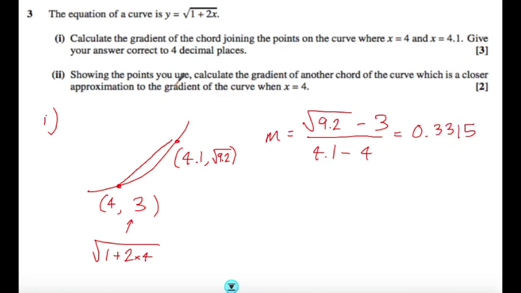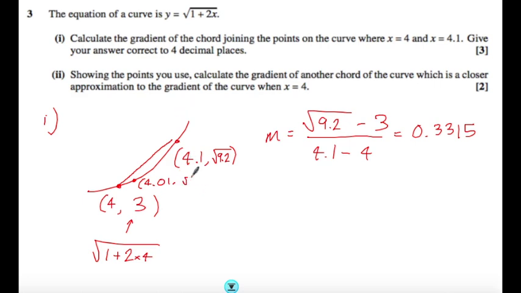Right, showing the points you use, calculate the gradient of another chord of the curve, which is a closer approximation to the gradient of the curve when x equals 4. So you can see this chord here, what they're trying to do is approximate the actual gradient we get there. So if we pick a point which is even closer, so let's say we pick a point where x is 4.01, you could pick any point between 4 and 4.1, but 4.01 seems a natural one to go for.